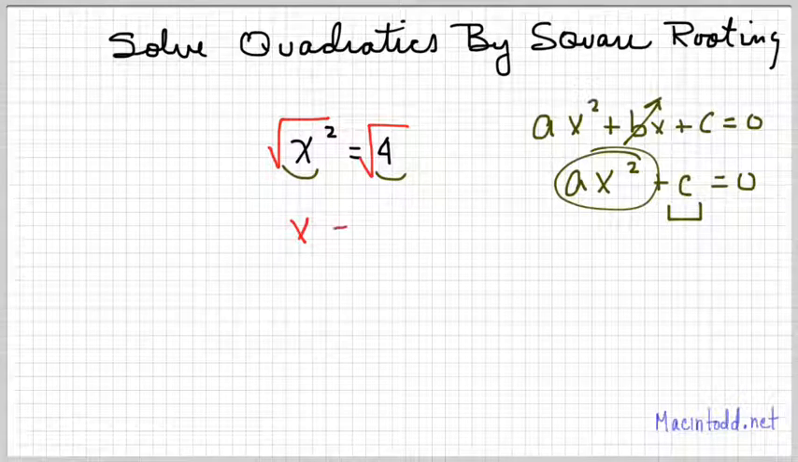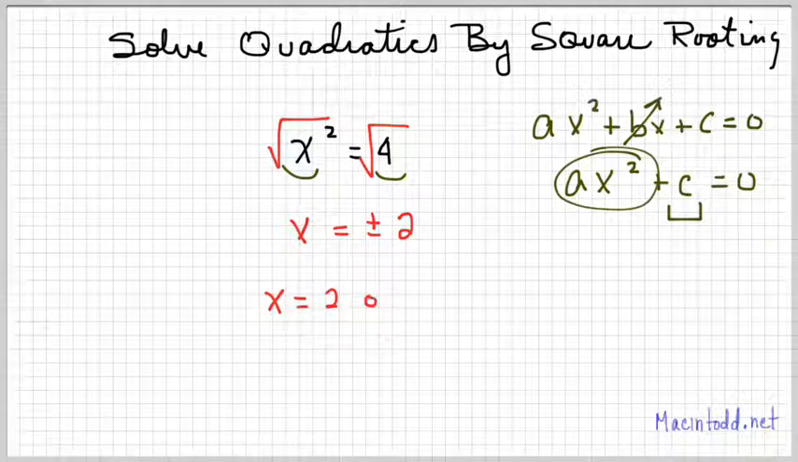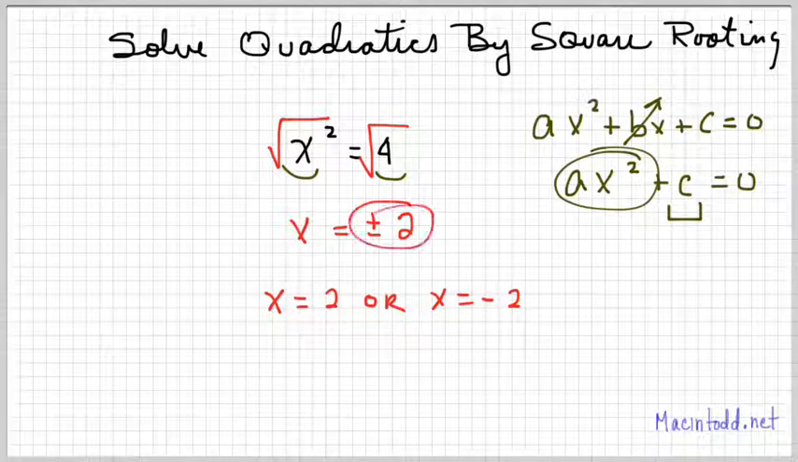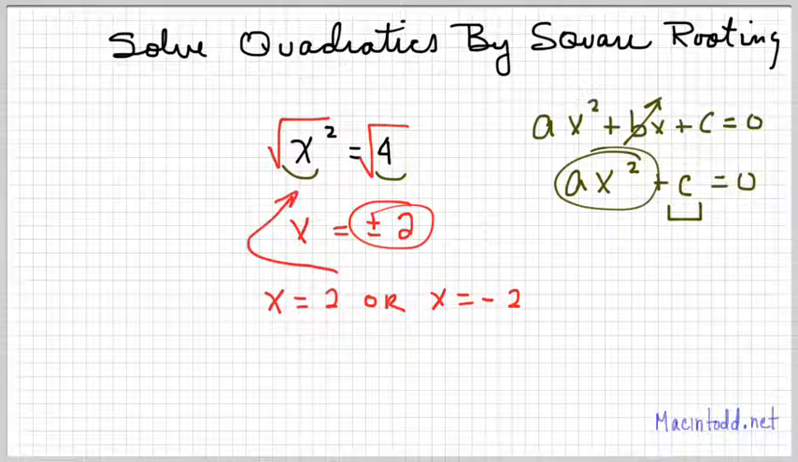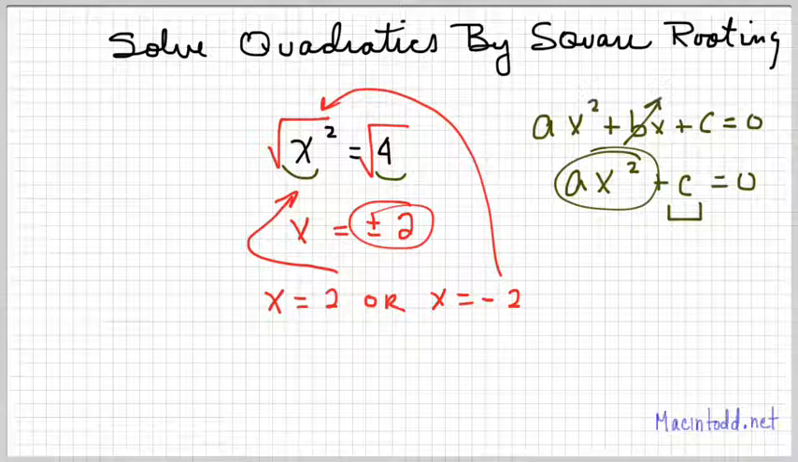Now when you do this, though, you always get plus or minus and then the square root of whatever your constant is. In this case, the square root of 4 is 2. And what this means is x is either 2 or x is negative 2. We just usually write this abbreviated form, which means the same thing. The reason you have to have the plus or minus is because both make it true. If I square a 2, I get 4, and if I square a negative 2, I get 4.